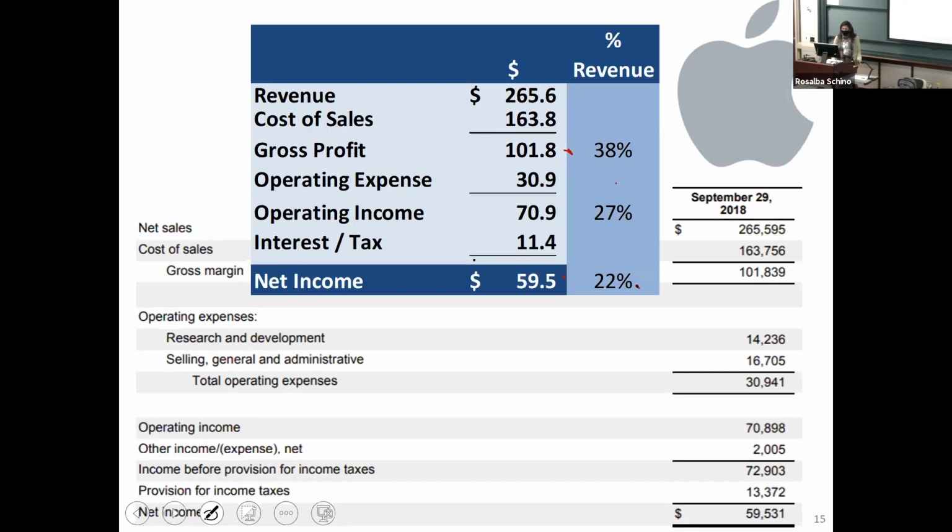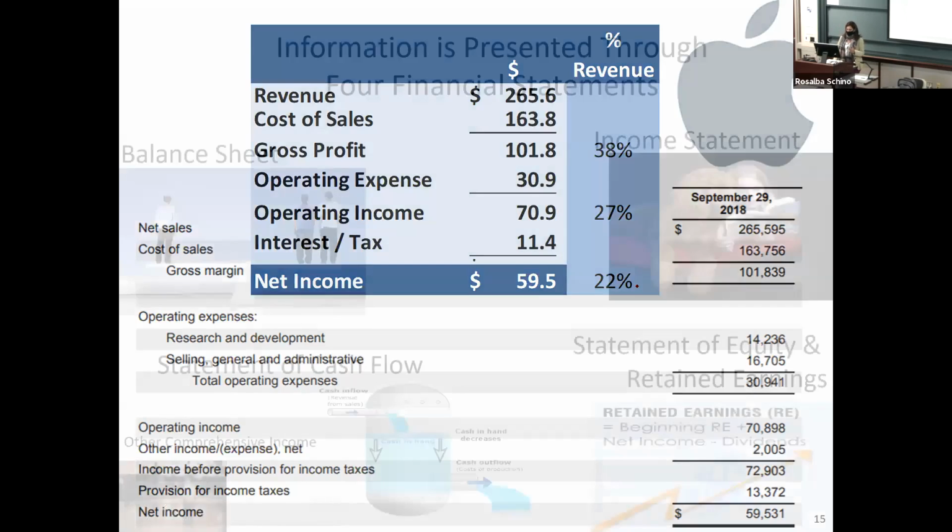So that's my income statement. It tells me the story of how I made my profit. I have a good gross margin here. I have an operating income, which is still 27%, and net income of 22%. This is September 2018. I can probably imagine that the margins are higher now because Apple is making money like there's no tomorrow at this time.